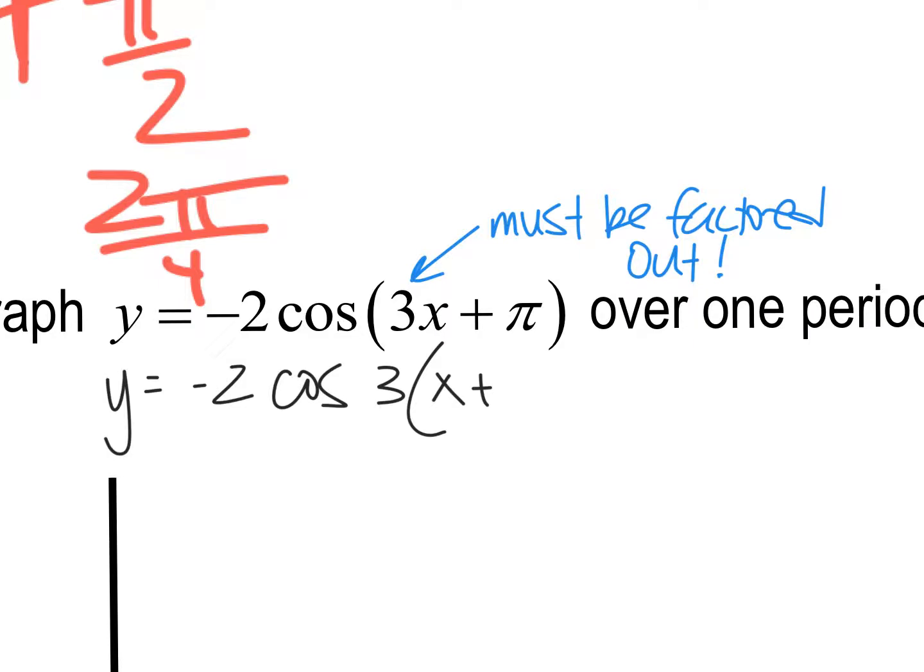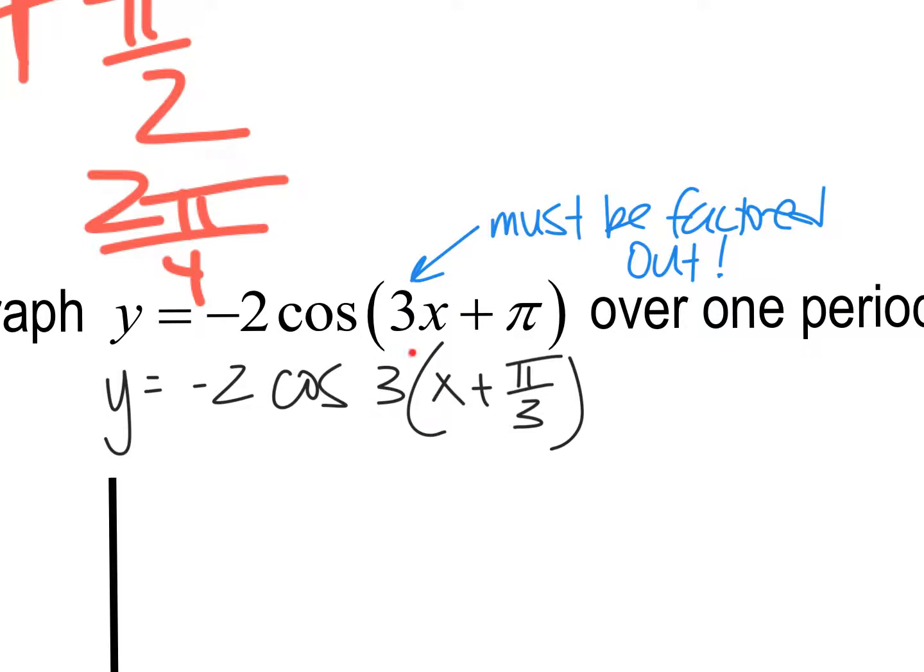So you guys know how to distribute, right? That's multiplying. So to take something out is dividing. So I'm just going to leave it as pi over 3. And you can check your work by redistributing that back in. 3 times x is 3x, 3 times pi over 3 is pi. So to take a value out, you're dividing. When you distribute, you're multiplying. Okay, so that needs to be taken out.